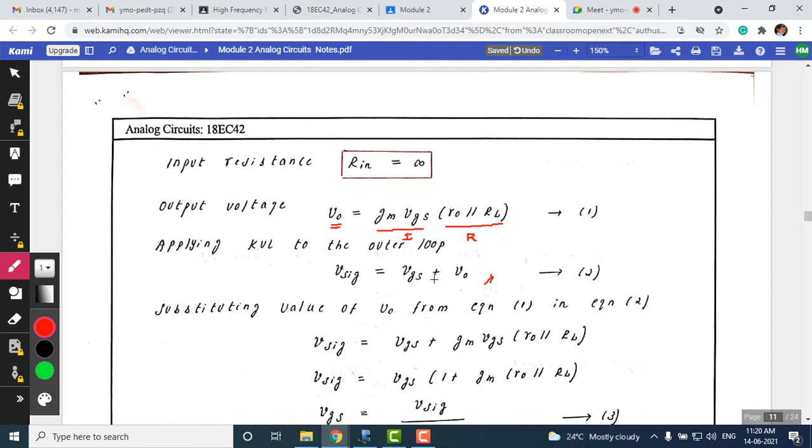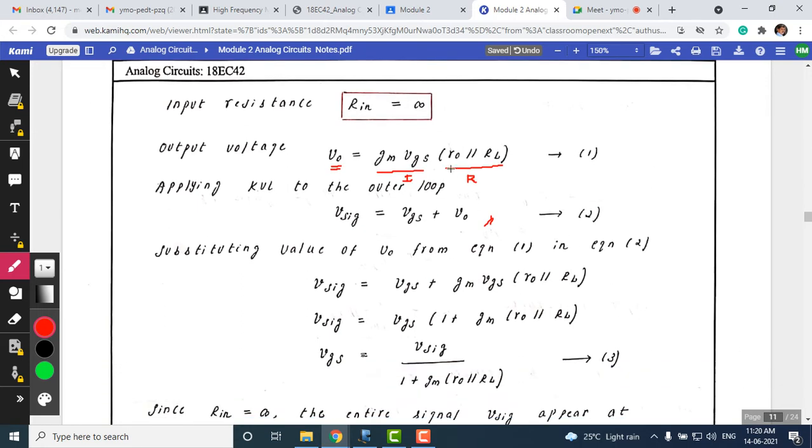Now we can substitute for V naught from equation 1. Substituting the value of V naught from equation 1 in equation 2, V signal becomes VGS plus Gm times VGS into R naught parallel with RL. If you observe the first term and second term, VGS can be taken as a common factor. So keep VGS outside the bracket, and you are left with 1 plus Gm R naught parallel with RL. Of course, we need one more bracket here.